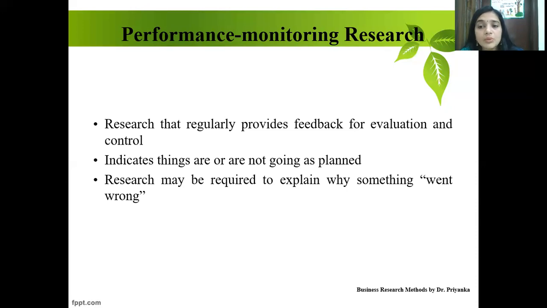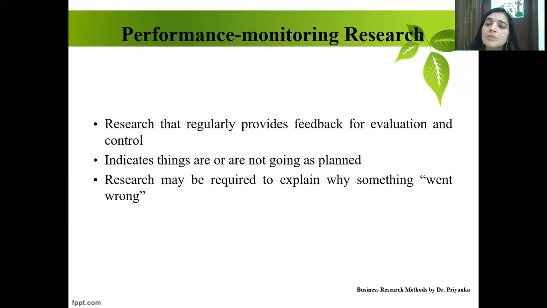If you feel that employees get motivated to work, they will be doing good work only if you tell them that you'll be giving them bonuses. They'll get benefited in one way or another. Only then will they do good work, so performance monitoring research is very important. Because if you monitor their performance and they know it, then they'll behave well and do good in the company. That indicates whether things are or are not going as planned.